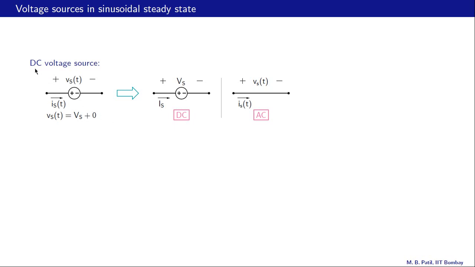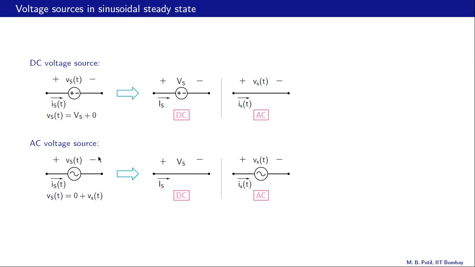What about a DC voltage source? The equation is the total instantaneous voltage is a constant, and because it's a constant, there is no sinusoidally varying part, that is 0. And so in the DC circuit, we have that constant voltage source, and in the AC circuit, we have voltage equal to 0, that is a short circuit. And the DC current, capital I sub capital S, is shown in the DC circuit, and the sinusoidal current or the AC current is shown in the AC circuit, that is small i sub small s.